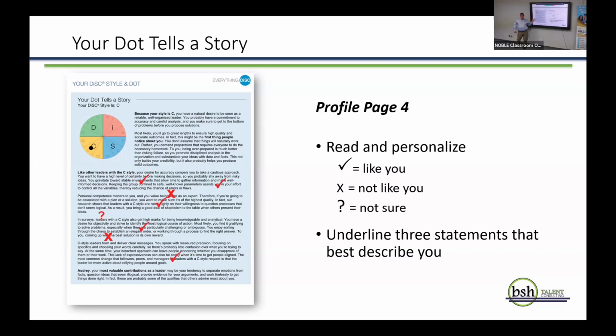The reason we're doing this exercise is so that we take our understanding of ourselves to a deeper level, right? So we're going to understand a little bit more once we know what quadrant we're in. We're going to understand a little bit more once we know which piece of the pie we're in. But we're going to understand even further once we start reading this and then check marking things like that. So that's on page 4.